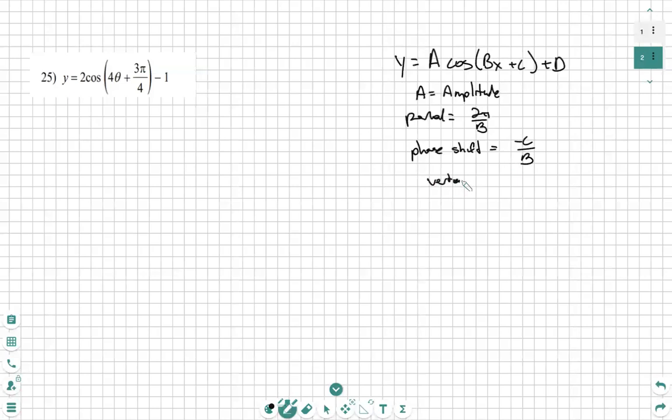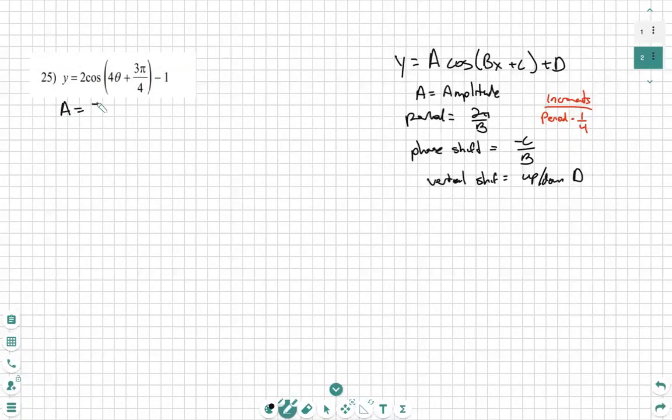And my vertical shift is up or down D, based off the sine. All right, and the last thing, increments. Increments is this times 1/4. Period times 1/4. Let me just rewrite it. Increments is period times 1/4. All right, let's jump straight into it.